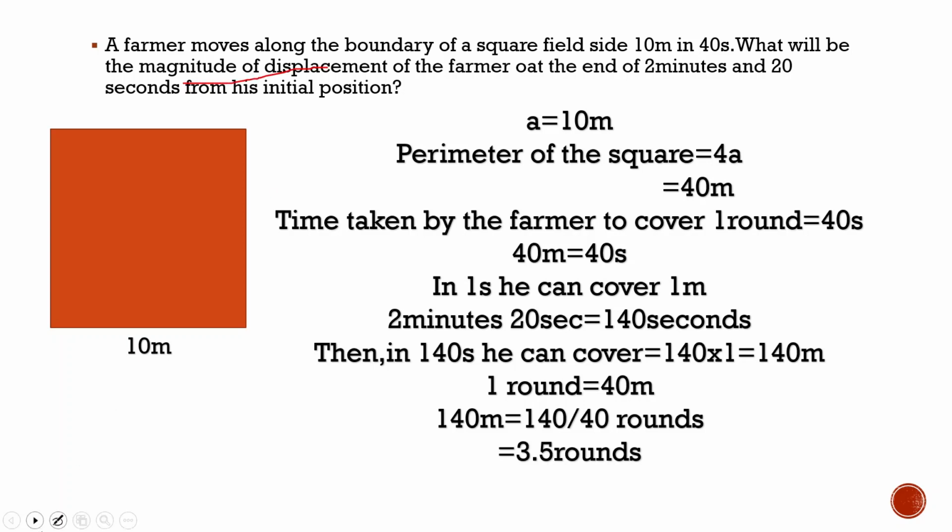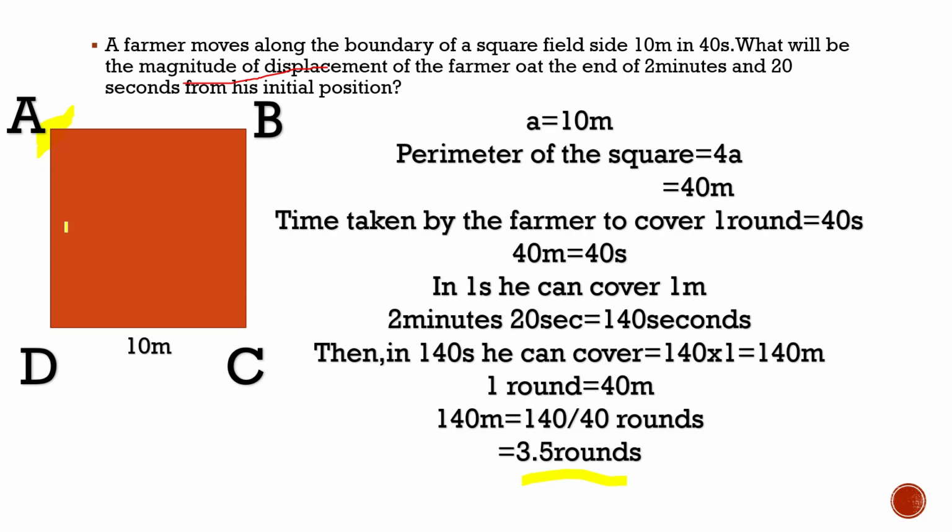So for the magnitude, these sums you should of course solve along with the diagram. Now for finding the magnitude of displacement, let us introduce the values. Let's mention A, B, C, and D in the diagram. So for example, if the farmer starts at position A, he is going to complete 3.5 rounds. So first we'll take 3 rounds. 3 rounds means he'll come to the same position.